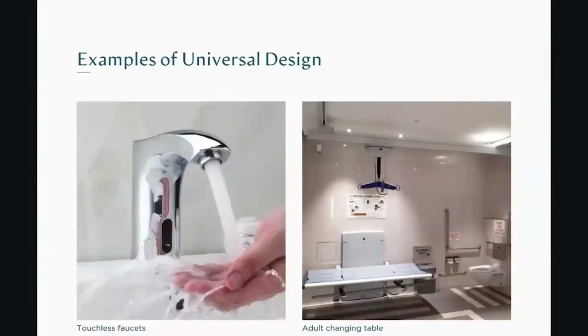Another simple example of universal design is a touchless faucet. Now, most people are going to use a touchless faucet the same way. Other examples would be an adult changing table in a public bathroom. So this bathroom actually has a lot of features going on, and you can kind of see that it would really accommodate a lot of different kinds of people. So we have a toilet with grab bars, but we also have an adult changing table with a Hoyer lift.